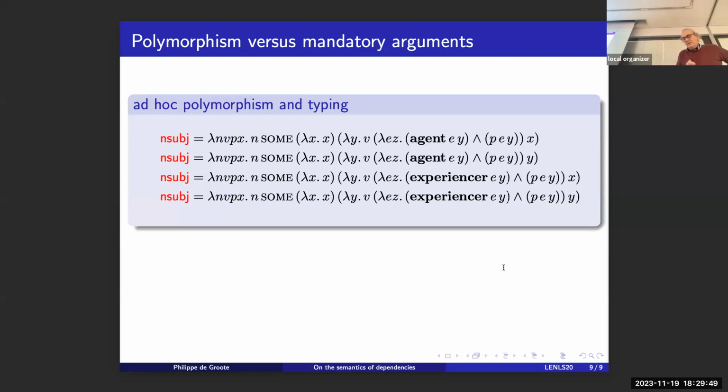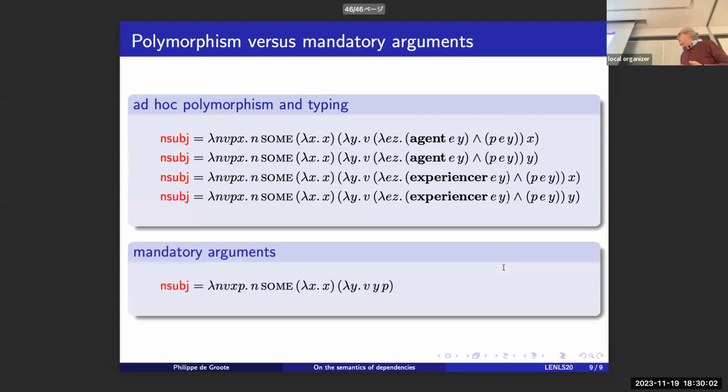But another possibility, which I think is more promising, is to say, well, after all, those things belong somehow to the lexical semantics of the words. And that solution would correspond to changing the type of the verb in order to introduce into them the mandatory arguments. And then with that solution, we obtain something much easier for the relations. So it's not easy.